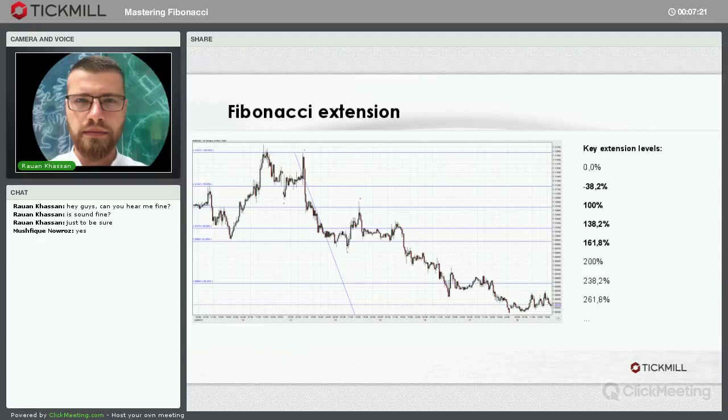From Fibonacci retracement, we are going to Fibonacci extension. The main extension levels start after the price breaches the 100% horizontal line, and then the interesting extension points start. The first significant level is 138.2%. The second one is 161.8%.